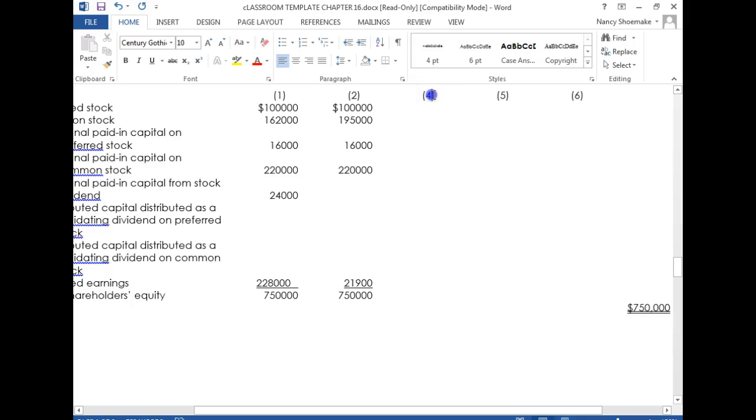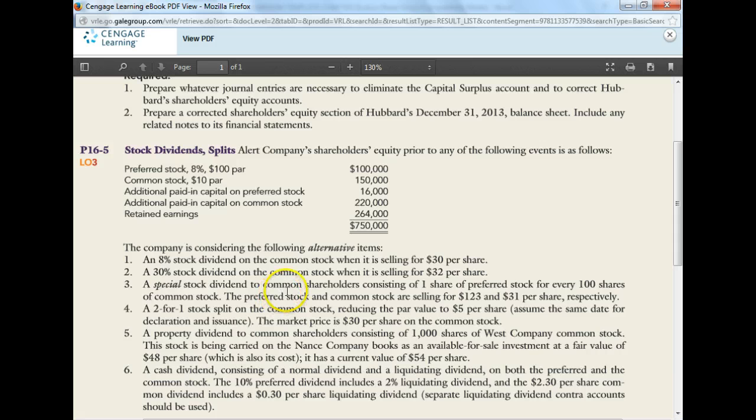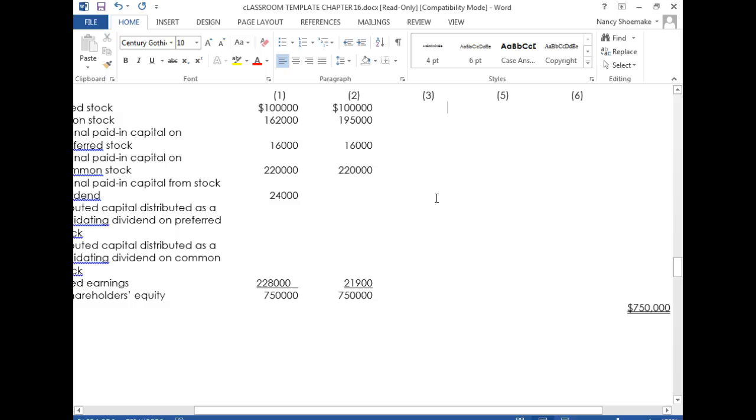Number 3. Now I think something happens different here, doesn't it, to preferred stock? Let's go back here with number 3, a special stock dividend to common shareholders consisting of 1 share of preferred stock for every 100 shares of common stock. The preferred stock and common stock are selling for $123 and $31 respectively. So our common stock hasn't changed. That's still at $150,000. What's happening with our preferred stock? It was at 100. How much does it increase?